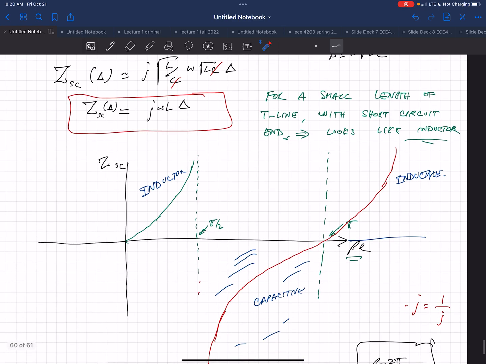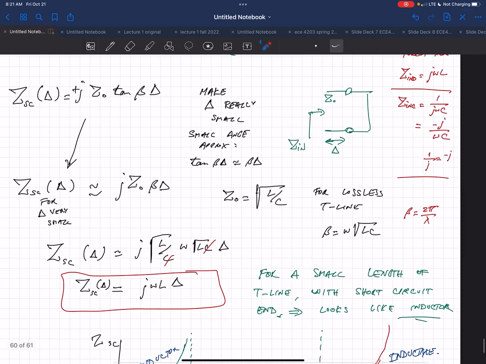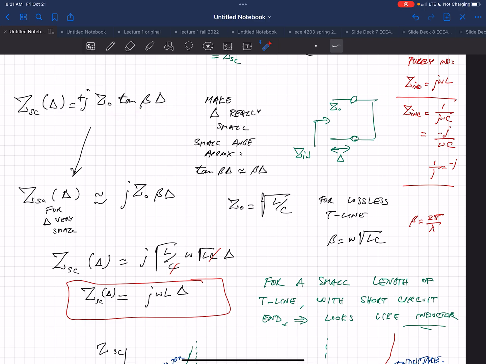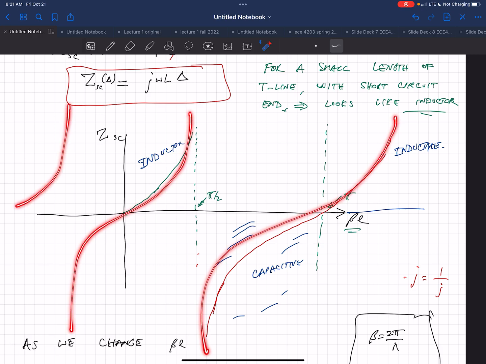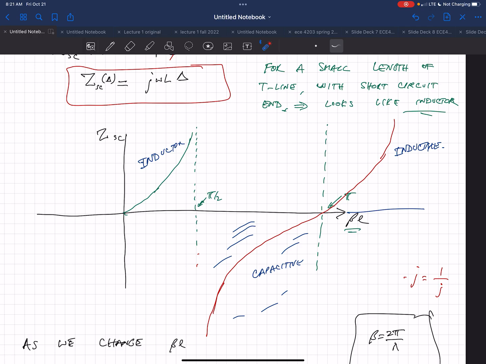And then what happens is, as this length gets longer, because of this tangent of beta function, a tangent looks like this. It goes from plus infinity to minus infinity repeatedly with a period of pi. So you're going to go from a purely inductive load at some point to a purely capacitive load. And that purely capacitive load you can also tune with this length. And then at some point, when you make that length longer, you repeat this inductive load pattern again.